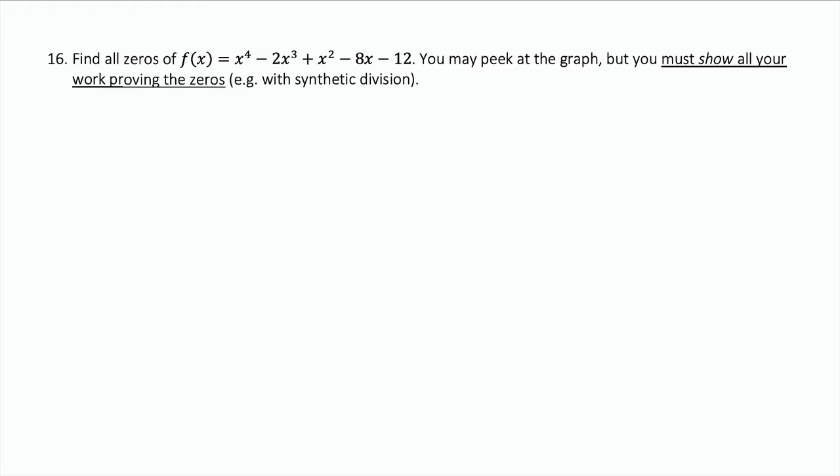To find all of the zeros of this polynomial, we need to check our possible rational zeros. So our rational zeros theorem says we've got the factors of 12 divided by the factors of 1. So that's just the factors of 12, plus or minus 1, 2, 3, 4, 6, and 12. And we can then do synthetic division with our coefficients 1, negative 2, 1, negative 8, and negative 12.